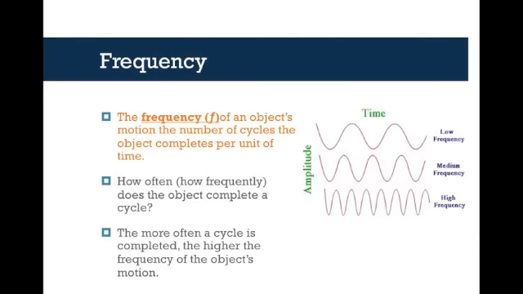And so the more often you complete a cycle, the higher the frequency is. And you see a good graphical representation of that on the right side of the screen. Low frequency is a small amount of back and forths per unit time, and then medium and high frequency, you see a lot more up and down motions, or a lot more back and forths in the same amount of time. So that's high frequency.